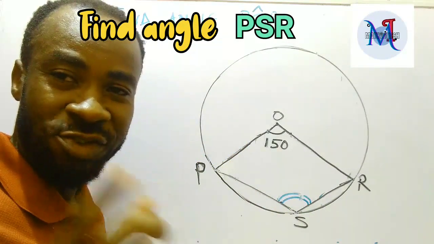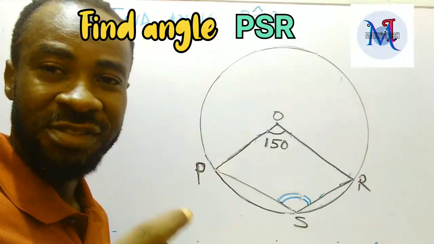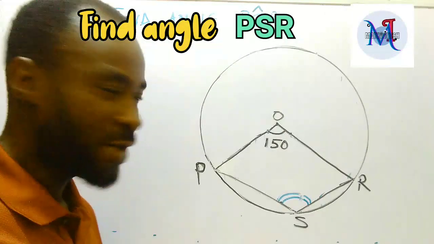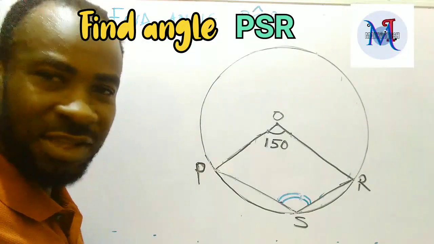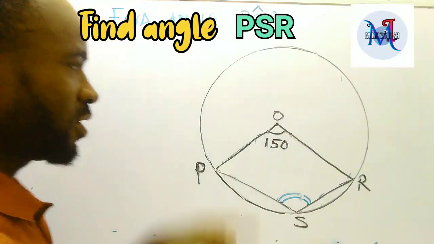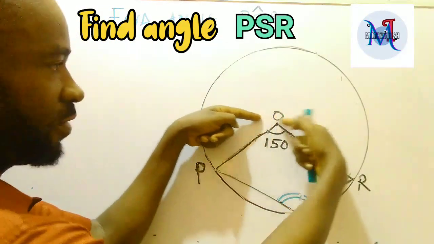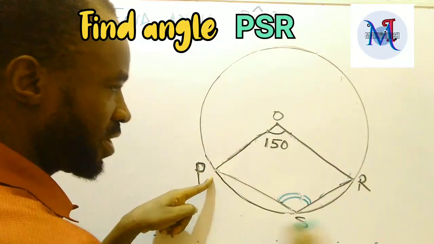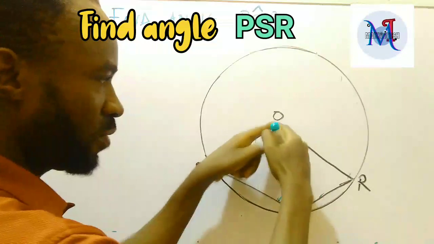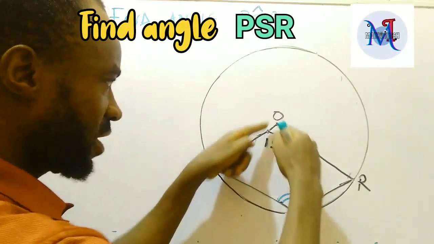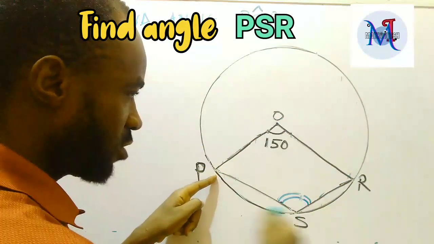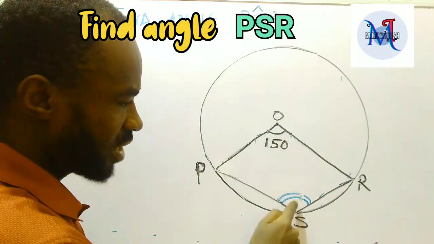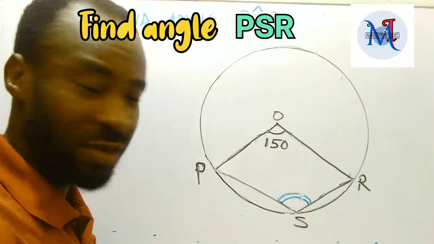But bear it in mind that this theorem will only work when the angles are being subtended by the same arc. So let's check for the arc that subtends angle 150. If I follow this angle that makes up 150, I trace it down, discover that this minor arc here, PR, is subtending angle 150. And you can see that 150 is within the enclosure of this arc, okay? It's within the enclosure.